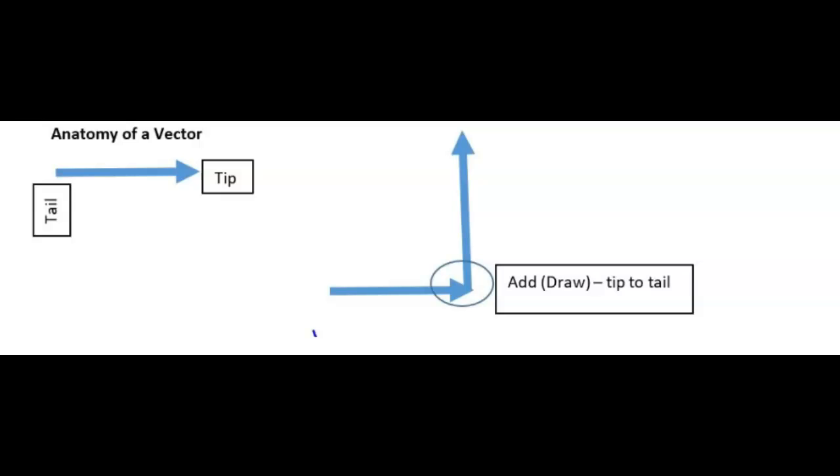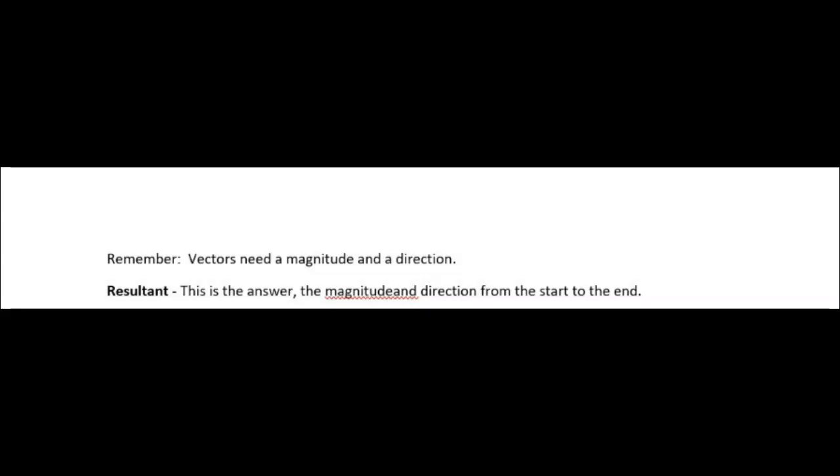The arrowhead on the vector is the tip. The opposite end, with no arrowhead, is the tail. The resultant, this is the answer. The magnitude and direction from the start to the end.